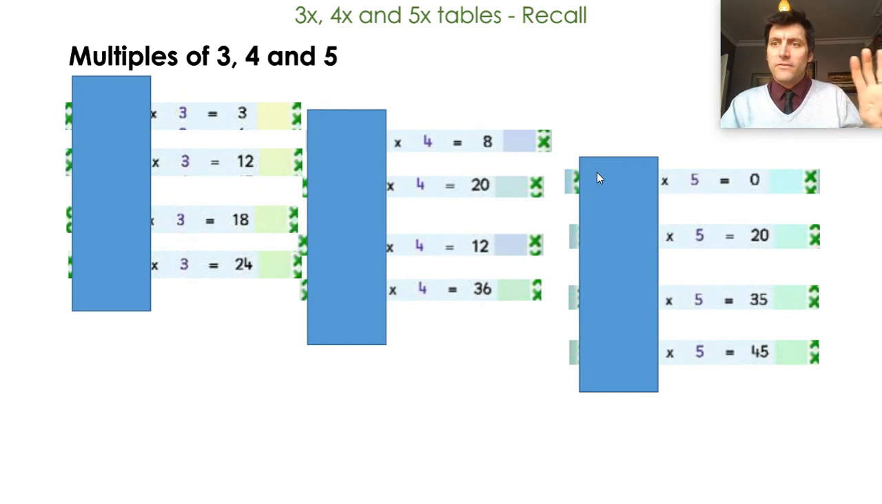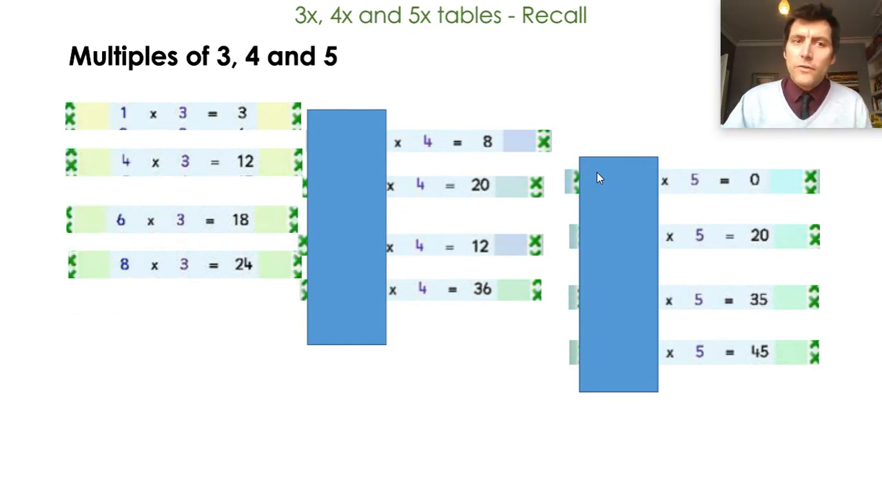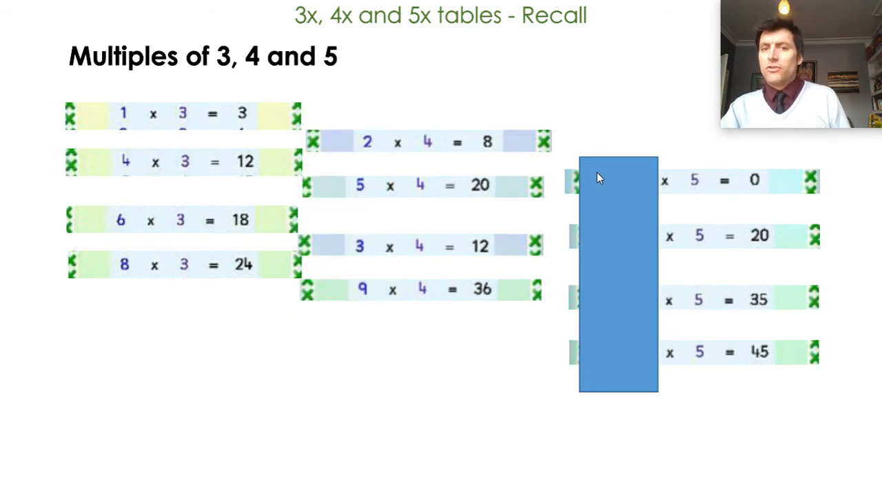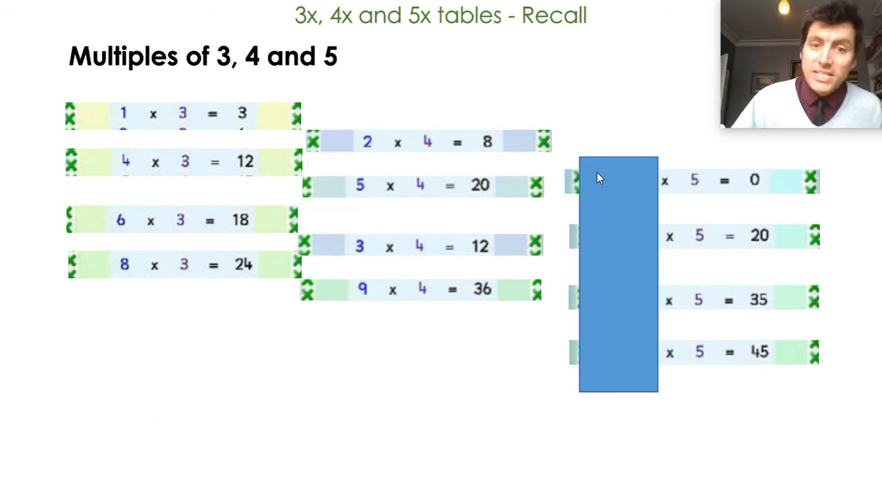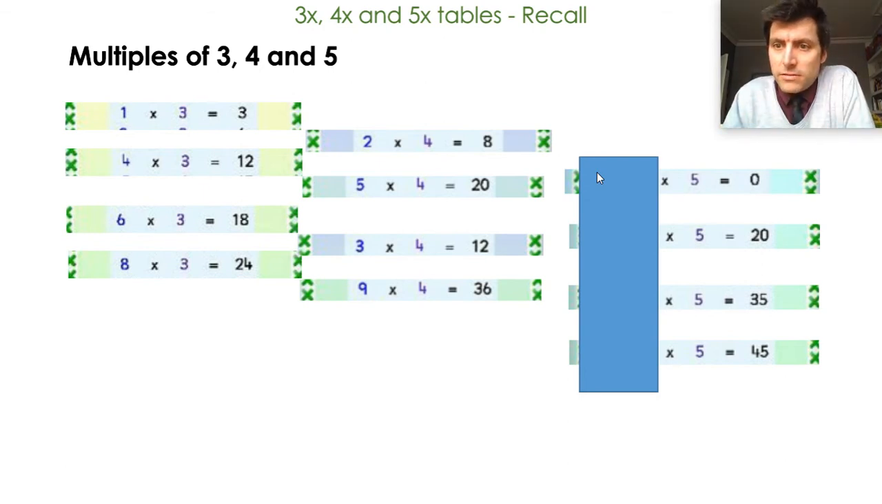And then back in 5, 4, 3, 2, 1. One lot of 3 makes 3. 4 lots of 3 make 12. 6 lots of 3 make 18. And 8 lots of 3 make 24. 2 lots of 4 make 8. 5 lots of 4 make 20. 3 lots of 4 make 12. And 9 lots of 4 make 36.